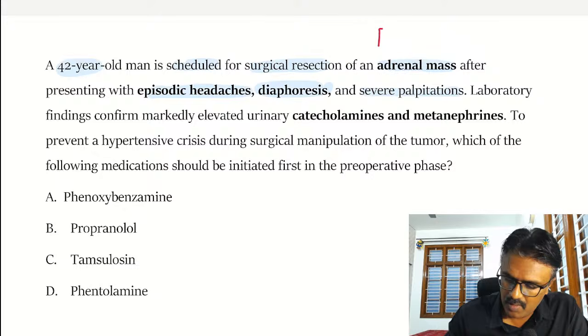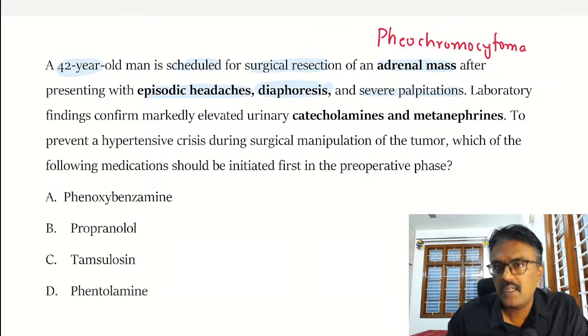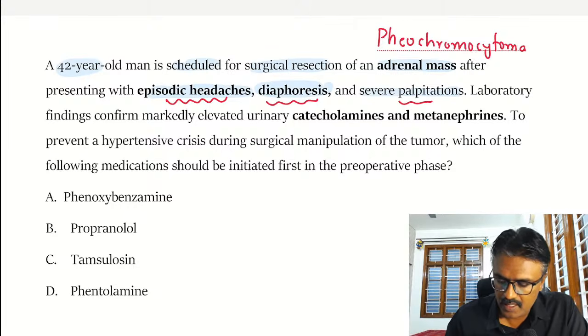So the common diagnosis that comes to our mind is pheochromocytoma. So what happens in pheochromocytoma? There is increase in adrenaline production, so the BP goes up. That's why the patient has headaches, diaphoresis, and palpitations. And also the lab parameters show elevated catecholamines and metanephrines.